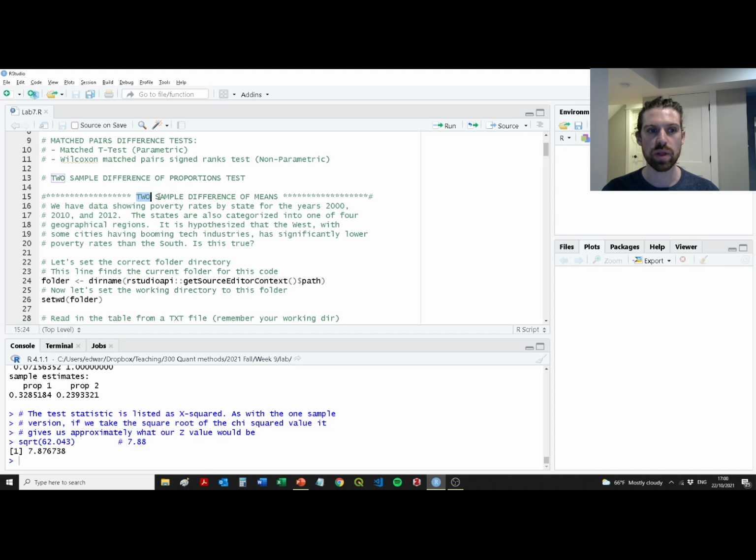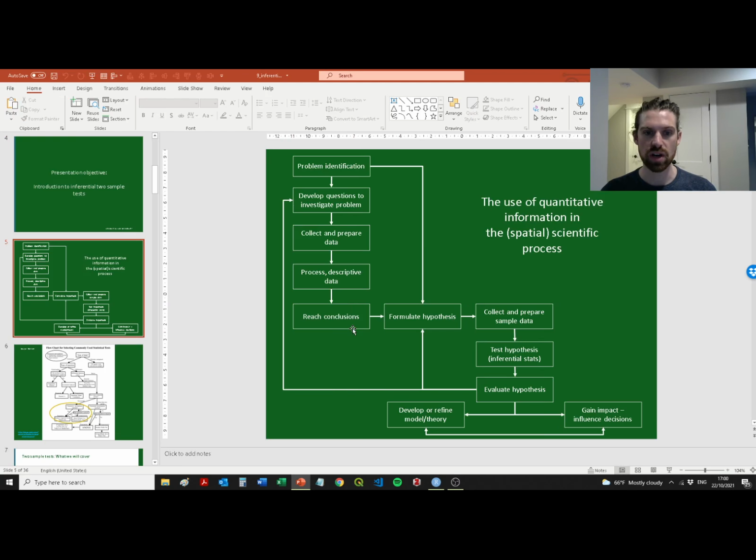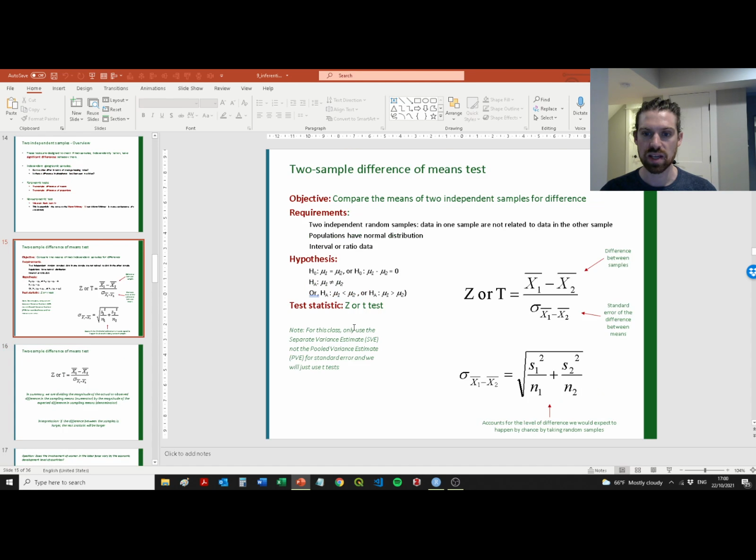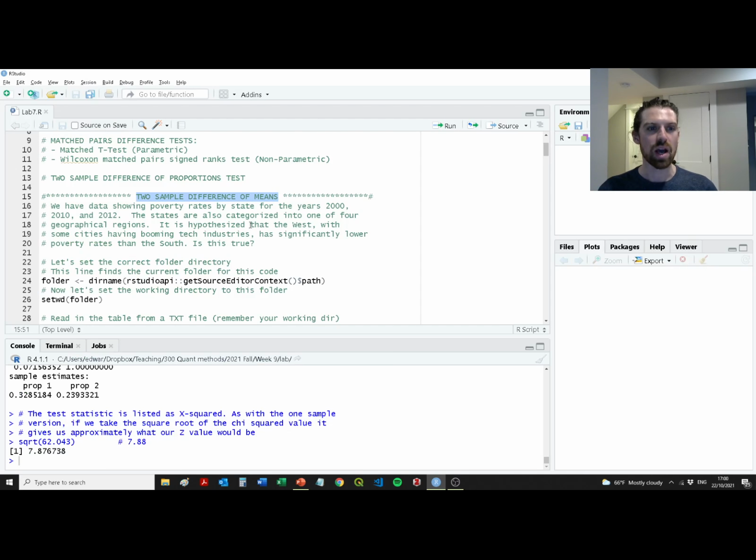First, we're going to start with this 2-sample difference of means test that we already covered, and I'm just going to produce the math for that particular example. So it's for this one here, where we're comparing the means of 2 independent samples for difference. And we have an example here that we're going to apply this technique to. So this is focusing on the data based poverty rates by state for the years 2000, 2010, and 2012.